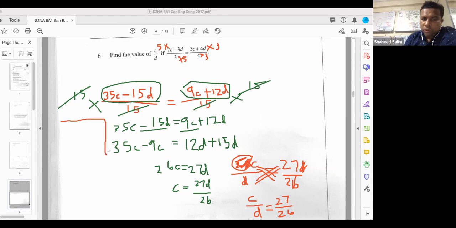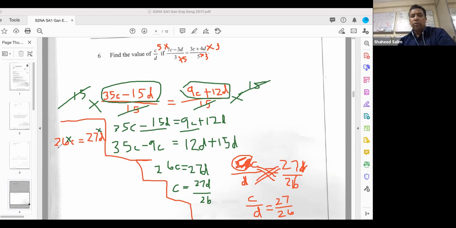There are many, many methods you can do. So what is the method? You have 26C equals to 27D. Now remember, 26C means 26 times C. 27D means 27 times D. When you want to bring something over to the other side, it becomes the opposite. Now it's times. You bring over becomes divide. So I bring the 26 over, it becomes divide.